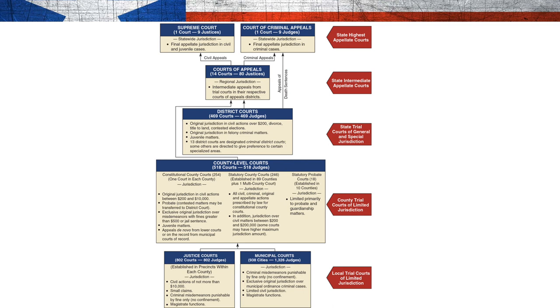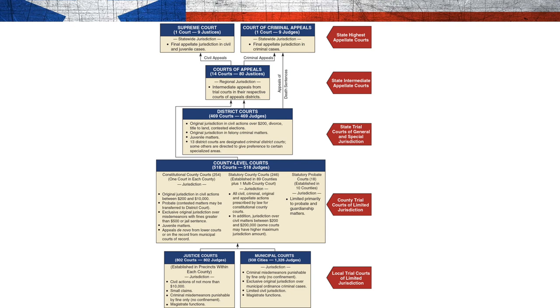If you had a criminal case and you did not like the treatment at the Court of Appeals, then you would appeal your case to the Court of Criminal Appeals. Again, one court, 9 justices, and they only handle criminal cases. And this is something weird in Texas, that we have 2 highest courts of the land.